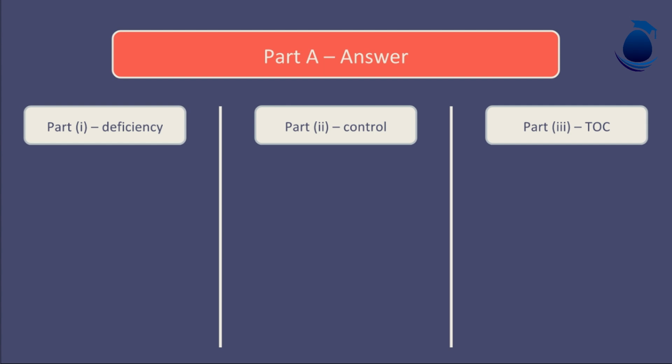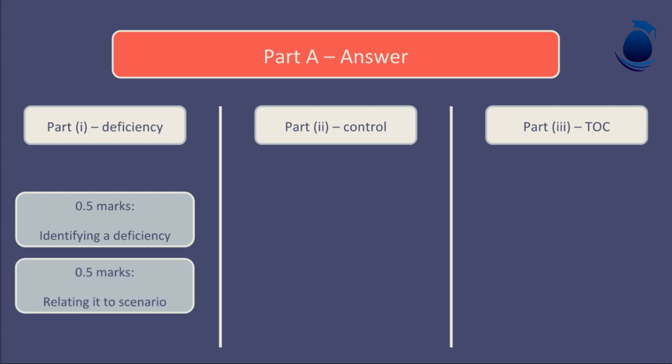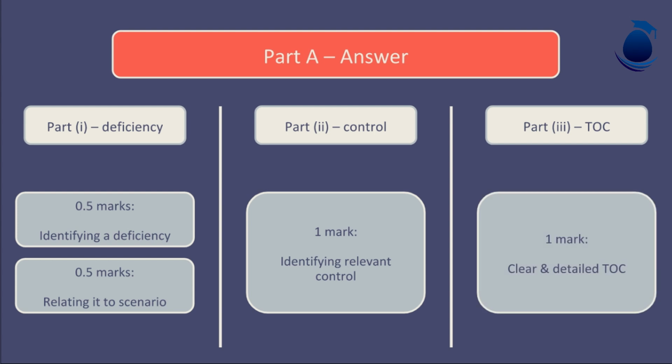In Part 1, you will get half a mark for identifying the deficiency in the scenario. To get the remaining half a mark, you will need to explain in your own words why it is a deficiency for Trombone. For Part 2, you will be awarded a whole mark for an appropriate control to address the deficiency. Part 3 is the more challenging element of this question. You will get a mark if your control test is clear, able to assess the control you have recommended, and with sufficient detail.